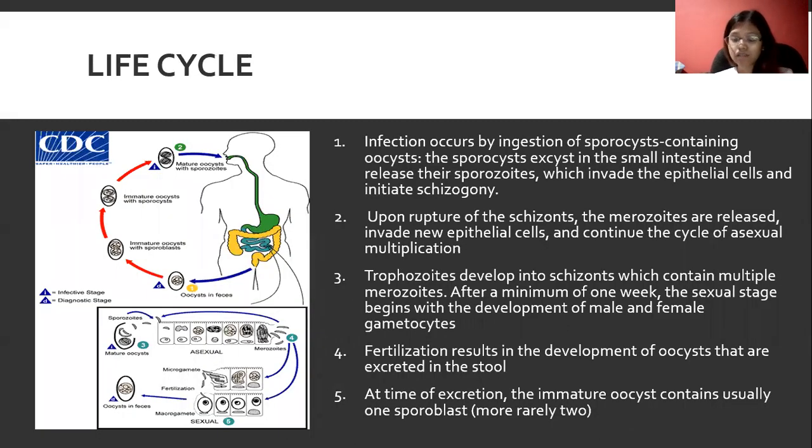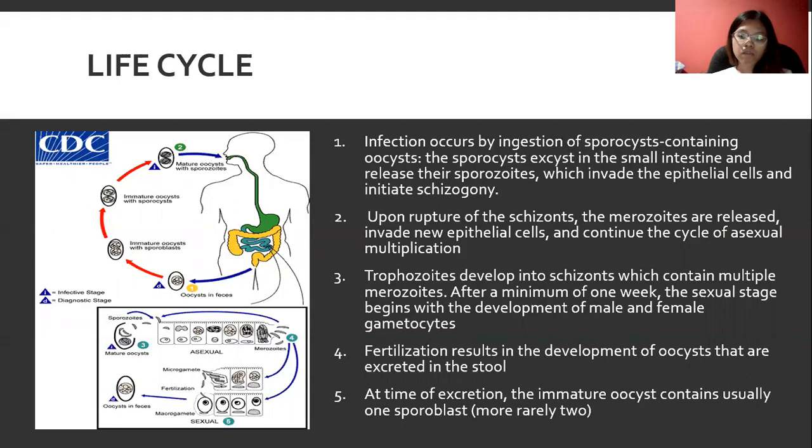Next natin, we have the life cycle. The infection occurs by ingestion of sporocysts containing oocysts. The sporocysts exist in the small intestine and release their sporozoites, which invade the epithelial cells and initiate schizogony. Upon rupture of the schizont, the merozoites are released to invade new epithelial cells and continue the cycle of asexual multiplication. After that, the trophozoites develop into schizonts, which contain multiple merozoites.